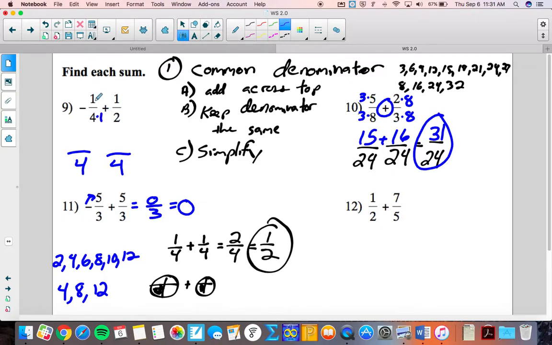So I don't have to change the denominator, which means just multiplying it by 1. So on top I have -1 times 1, which is -1. Now over here, to get this 2 to become a 4, I had to multiply it by 2. So I multiply the top by 2. 1/2 is the same as 2/4. And now remember, I'm adding. So I get 1/4. Boom, circle that.